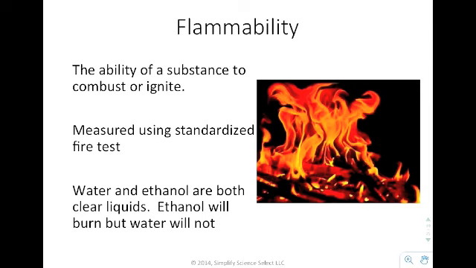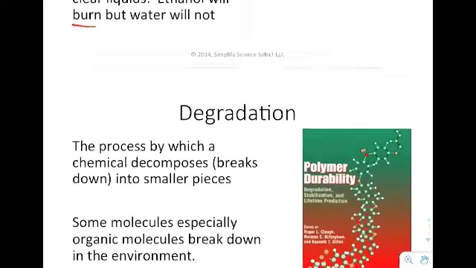An example of flammability: if you've got water and ethanol, both of them are clear liquids. But you can distinguish between them because ethanol will burn. If you were to put a match to ethanol, it will light into a blue flame, whereas water will not. Water will just put the flame out. So flammability is one of the ways that you can tell the difference between different clear substances.